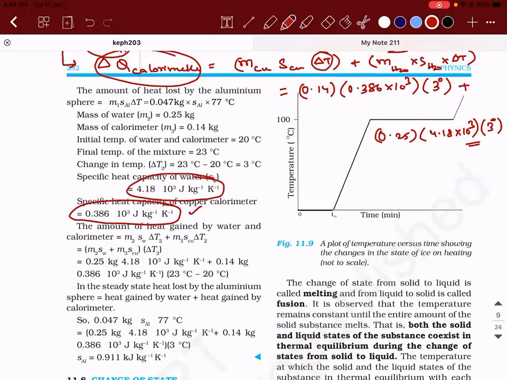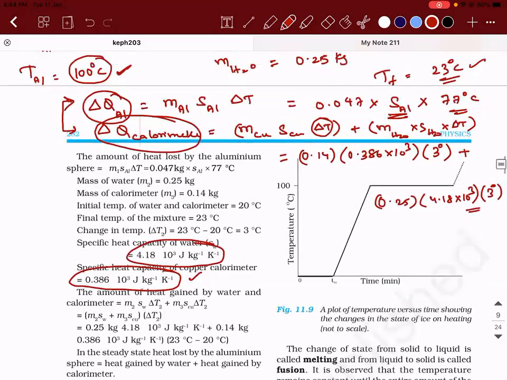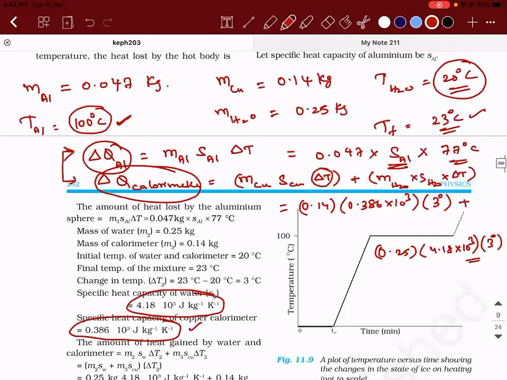Sir, so change in temperature is always taken as positive? No, change in temperature doesn't mean positive. It depends on what language you're using. I said the amount of heat lost by the aluminum. When I say lost by the aluminum, the initial temperature would have been greater than the final temperature. That is the reason why I took it as positive here. Not that you take it positive always.